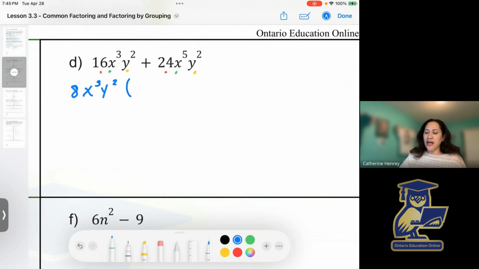So 16x cubed y squared is going to cancel out all of those variables, the x and the y's, but 16 divided by 8 is 2. Then we have 24, x to the power of 5, y to the power of 2. So 24 divided by 8, that's going to leave me with 3. And then x to the power of 5 divided by x to the power of 3, that's going to have x to the power of 2 left over. And then y squared, and we took out the y squared, so that's it for this one. This is the factored form.